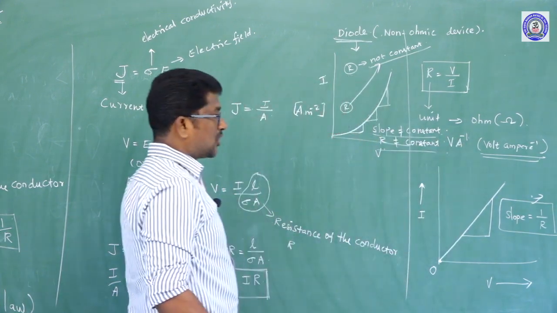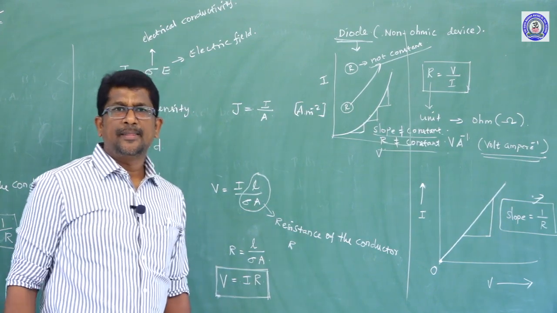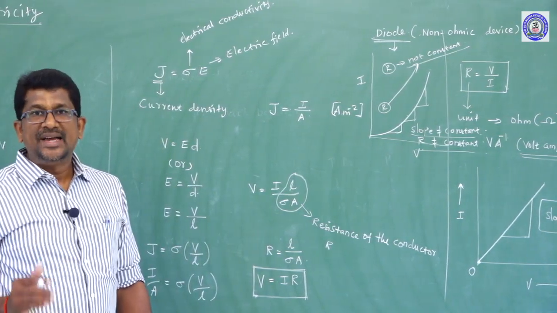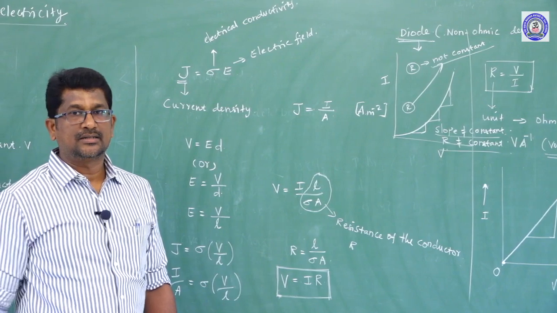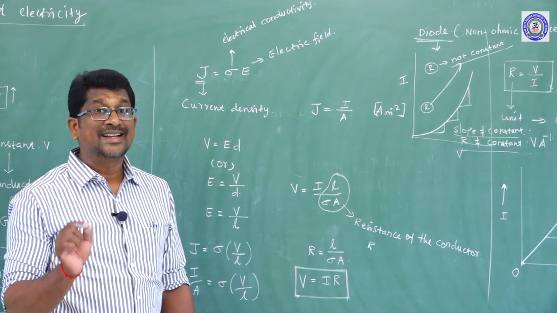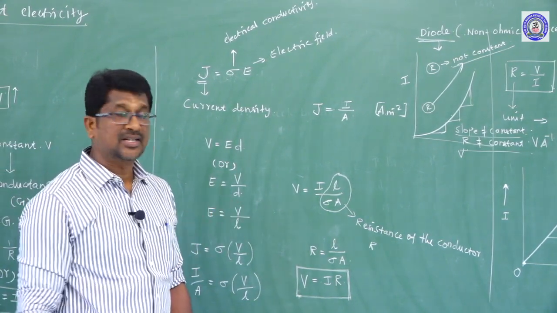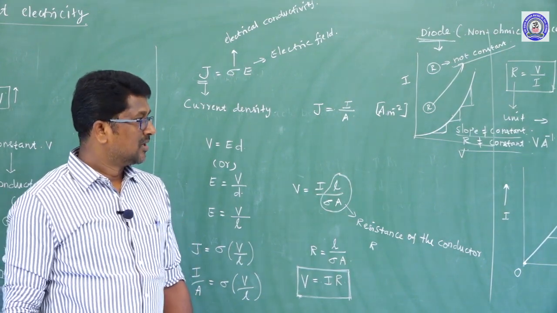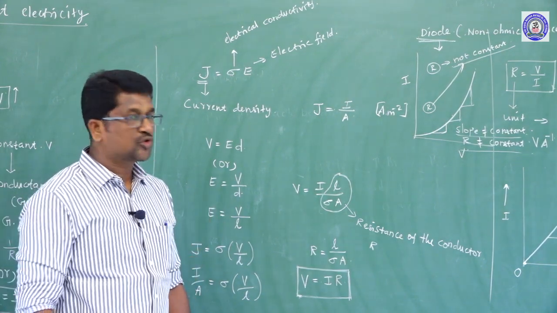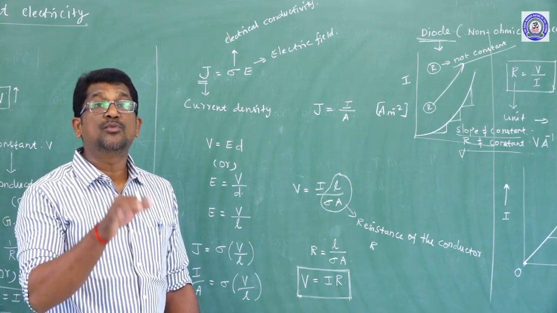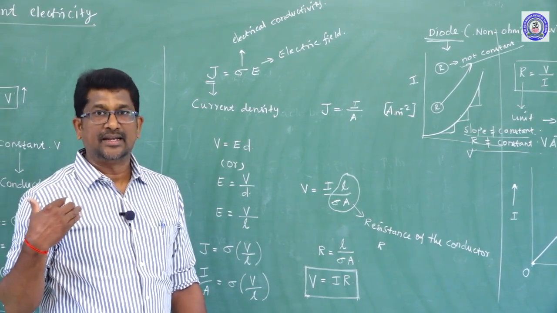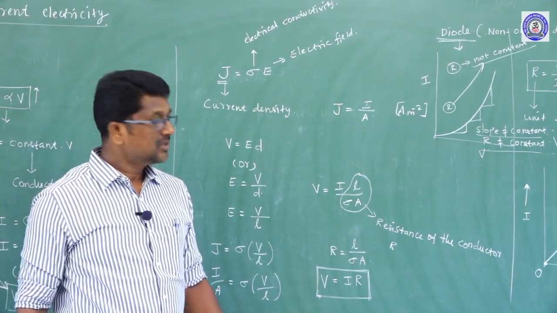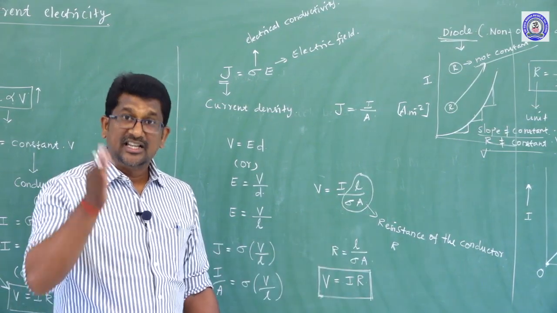So, for ohmic material, what is an ohmic material? The materials which obey Ohm's law are called ohmic materials. For ohmic material, what is the nature of the potential difference and current graph? A straight line passing through the origin. If we take the slope for this straight line, that gives the reciprocal of resistance of the given material, and that value is always constant.